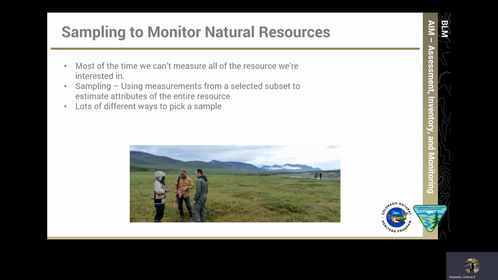Sampling for monitoring natural resources recognizes the fact that most of the time we can't measure all of the resource we're interested in. Sampling uses measurements from a selected subset to estimate attributes of the entire resource. There are lots of different ways to pick a sample. Sampling is statistically valid if it gives an unbiased estimate of the resource of interest.